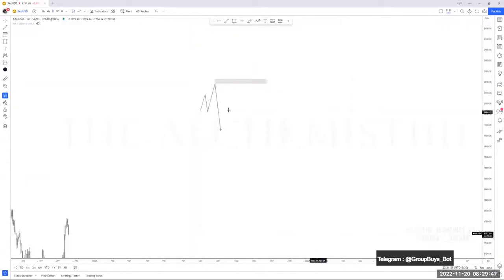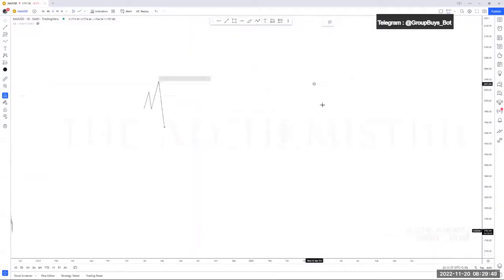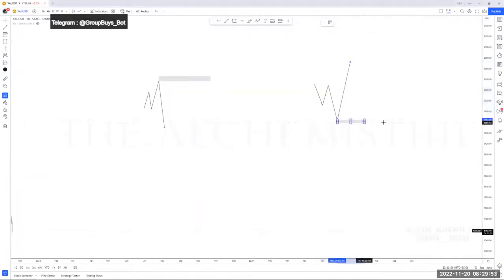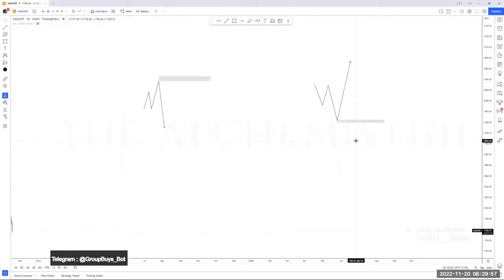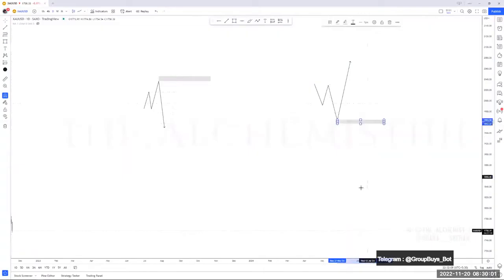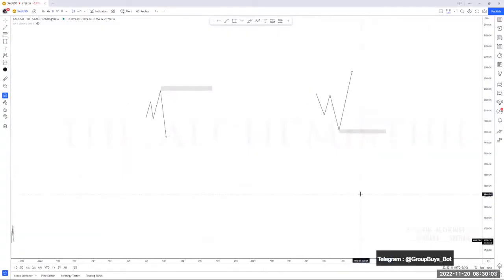And same thing, for it to be a strong support, it has to do this. We have to have this formation in here. Can you understand that? So this is what makes it a strong resistance and a strong support. The next thing, let's talk about the confluence.